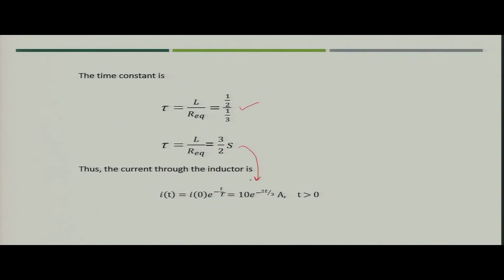This value we will put in the original equation for I(t), that was I0 into e to the power minus t by tau. So I(t) is nothing but I0, where I0 is the value of current I at time t equal to 0, which is given in the question as 10. So 10 is there, and we put the value of tau in the equation. We get the current flowing through the inductor at any time t as 10 into e to the power minus 2t by 3 ampere.